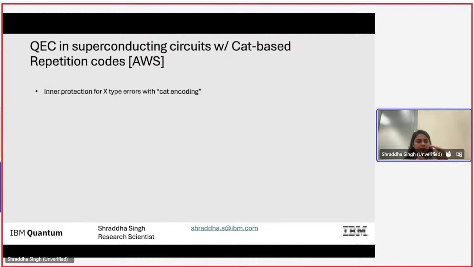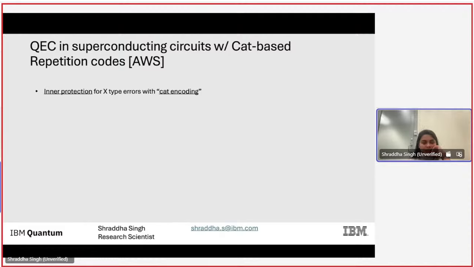You have an inner protection using something called the cat encoding, where we use a harmonic oscillator. People with a physics background would understand this better. A harmonic oscillator is a multi-level system where you use those multiple levels to encode a logical qubit with just 2 degrees of freedom. And this is basically the cat encoding.